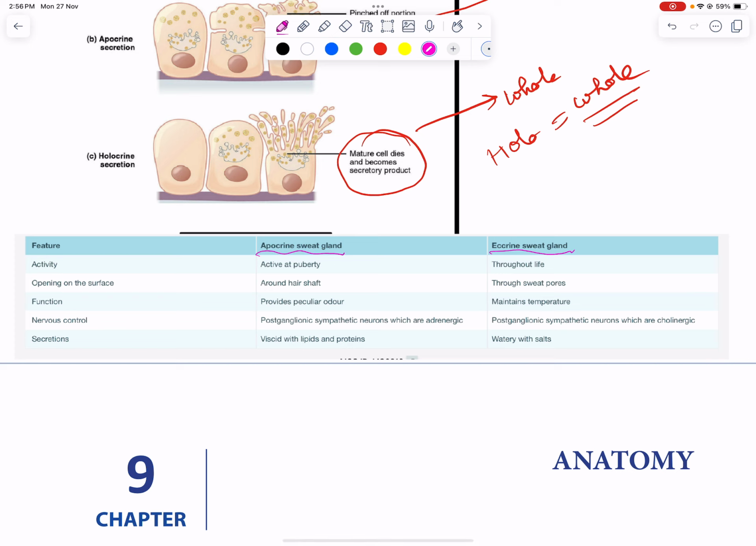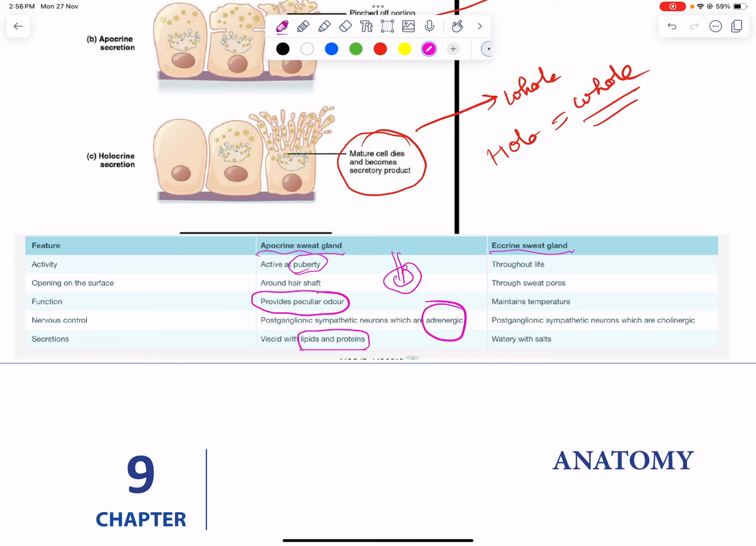They are both types of sweat gland. See, in puberty, what is our main motto? We have to attract the opposite sex. So therefore we have peculiar odor. And also we are full of adrenergic, and since we want the moisturization of our skin, there are lipids and proteins, and it is found around the hair shaft.